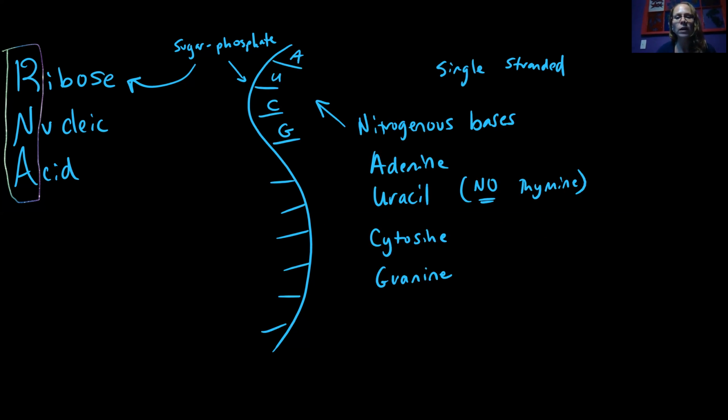We're still going to have nitrogenous bases. We still have 4, but we do see that there's a difference here. So we're going to have adenine, uracil, cytosine, and guanine. So it's important to remember the RNA molecule has uracil, but no thymine.